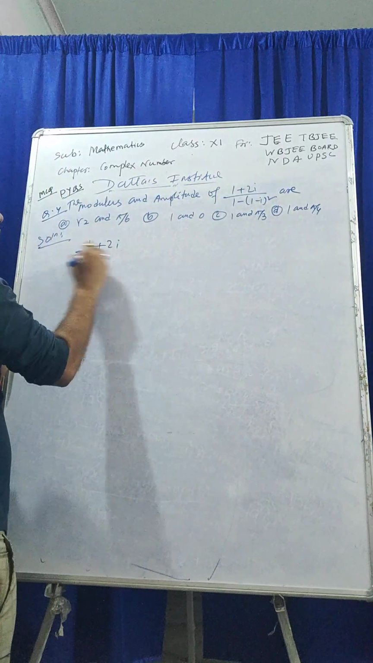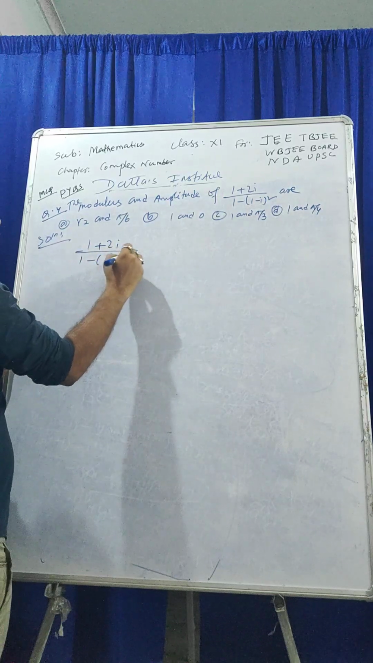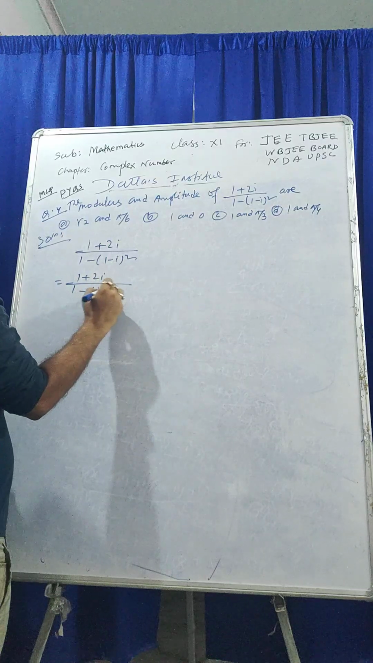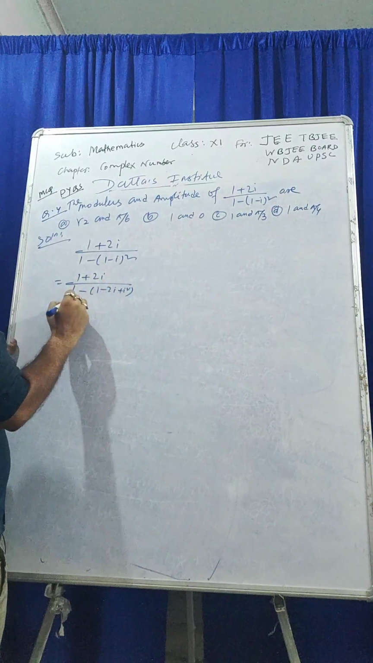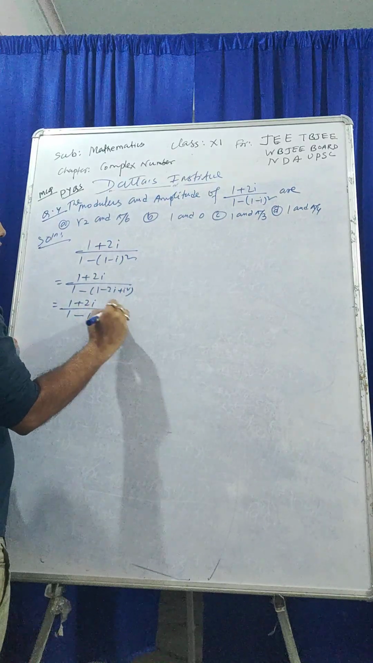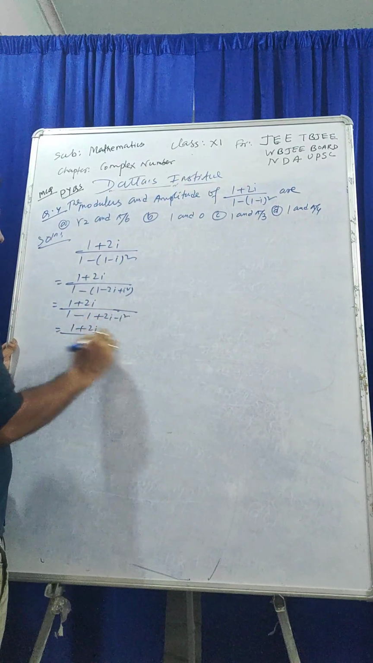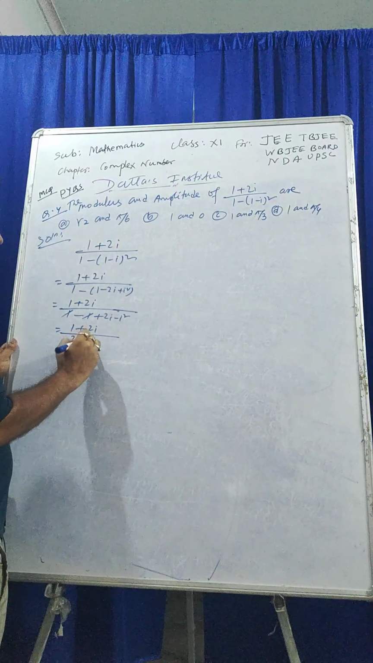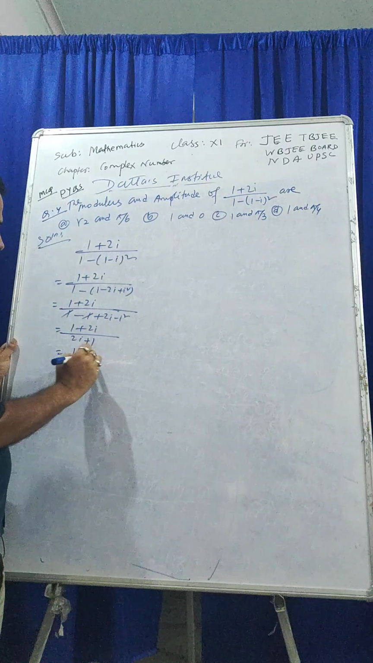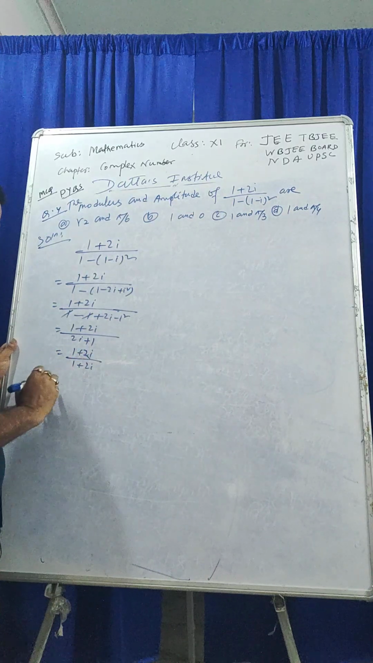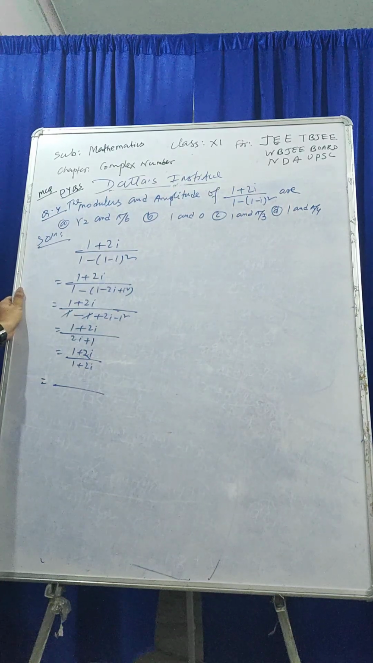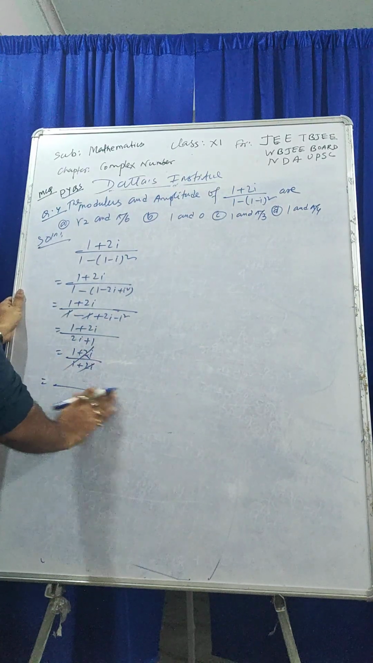So here 1 plus 2i over (1 minus i) whole square. The denominator will be 1 minus 2i plus i square, that is 1 minus 1 plus... so 1 minus 2i minus 1 cancels, leaving 2i, minus i square is plus 1. So it is 1 plus 2i by 1 plus 2i, and this is 1.